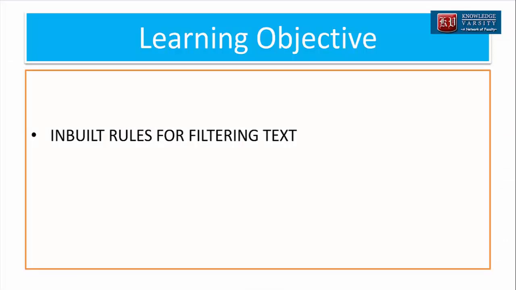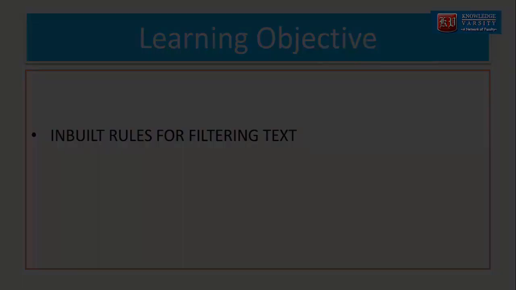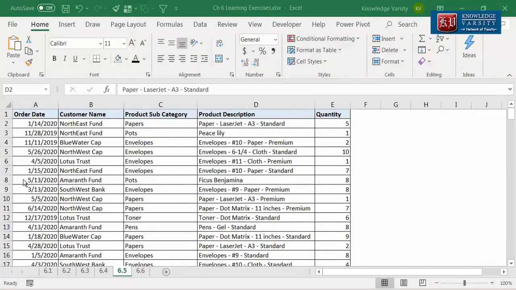In this video, I'm going to show you how to use inbuilt rules for filtering text. Unlike numbers and dates, text values are not intrinsically ordered. Therefore, rules like more than or less than don't apply. Here, rules will be based on begins with, ends with, contains, and does not contain. I'm going to cover the use of wildcards and performing partial matches towards the end.